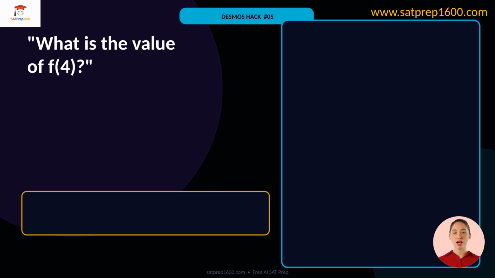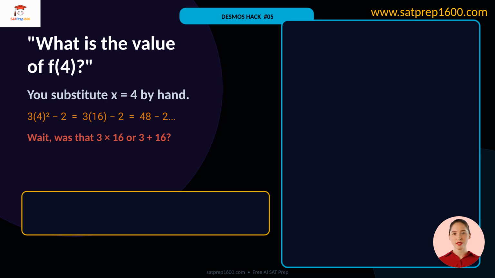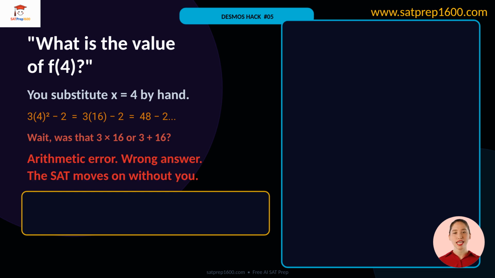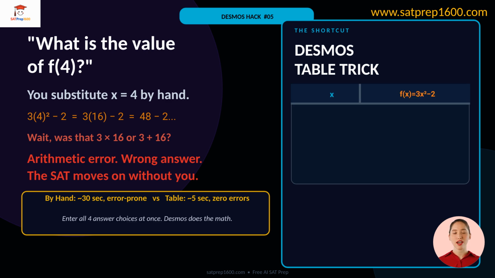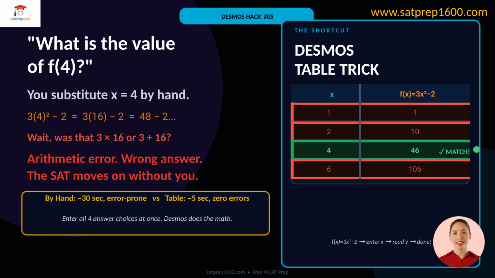Welcome back. What if I told you that the move you just watched, substituting 4 by hand, getting tangled in arithmetic, second guessing whether it was 3 times 16 or 3 plus 16? What if I told you the SAT actually wants you to do this in 5 seconds, not 30? Today I'm showing you Desmos hack number 5, the table trick. By the end of this video, you'll never substitute by hand on a function question again. You'll punch in all 4 answer choices at once, let Desmos do the math, and move on. Let's get into it.